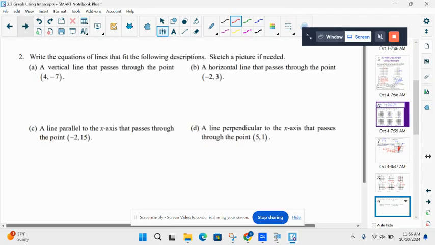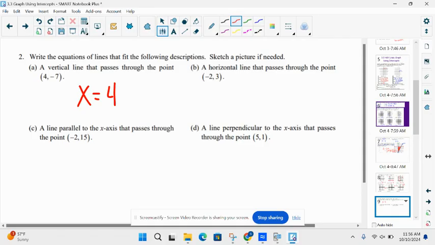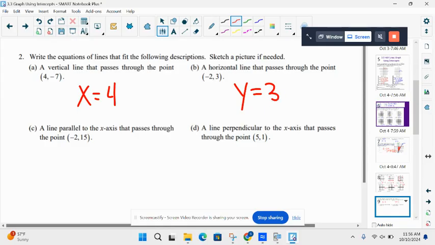Okay. The ones below. 2A. Vertical line passing through the point 4, -7. Amelia? Yes. And then B, horizontal line passing through that point. Evan? Yep. Part C, parallel to the x-axis. Des?